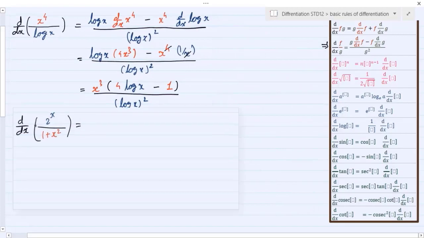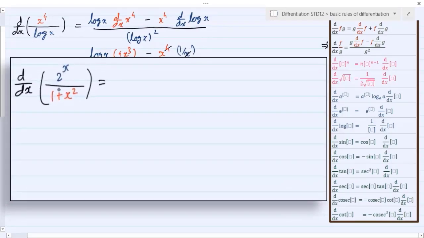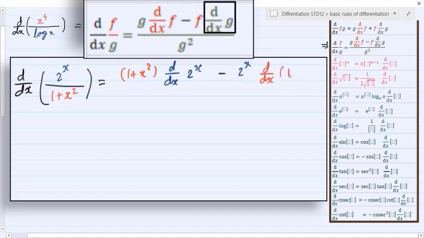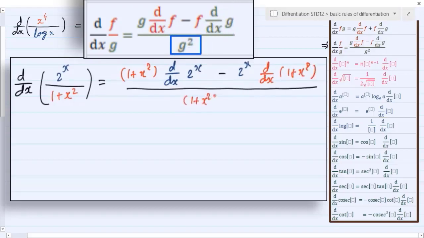Let's move to the next question. Differentiation of 2^x upon 1 plus x^2. So let's apply the division rule. 1 plus x^2 is as it is, d/dx of 2^x, minus 2^x will be as it is. We have to differentiate 1 plus x^2, upon 1 plus x^2 the whole square.